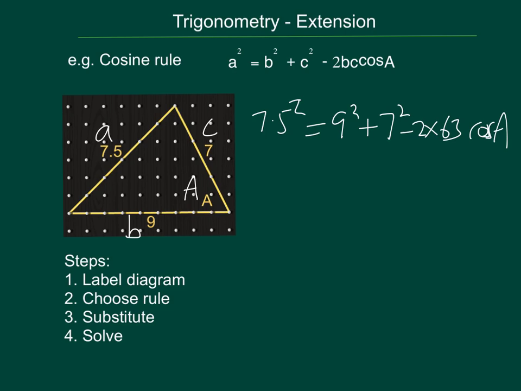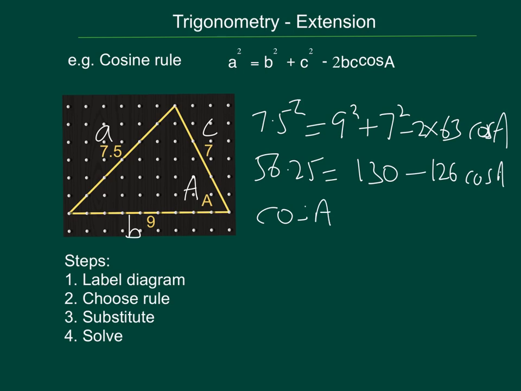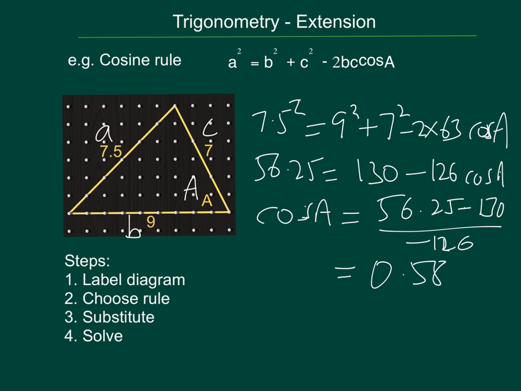But before we do that, we'll do a bit of tidying up. So 7.5 squared is 56.25, and 9 squared plus 7 squared is 130, minus 126 cos A. Therefore, cos A is going to be equal to 56.25 minus 130 divided by minus 126, which is equal to 0.5853. So cos A equals that.